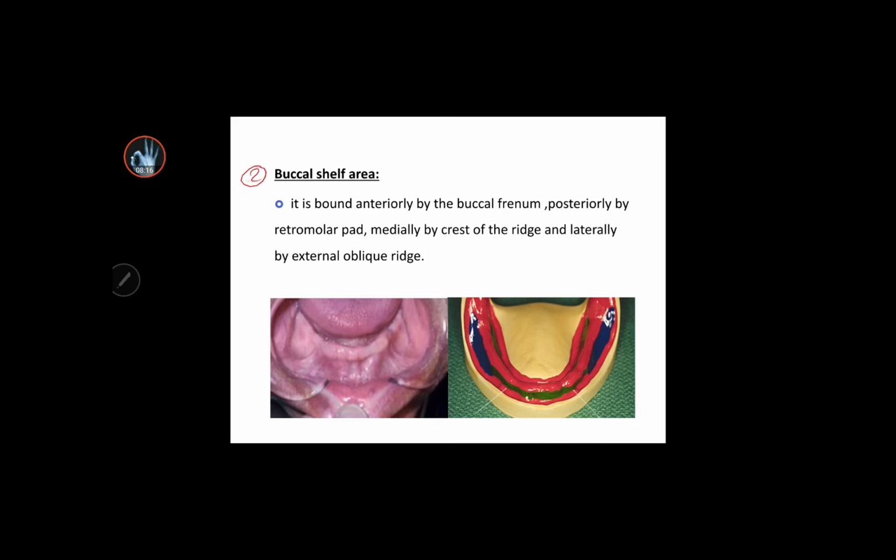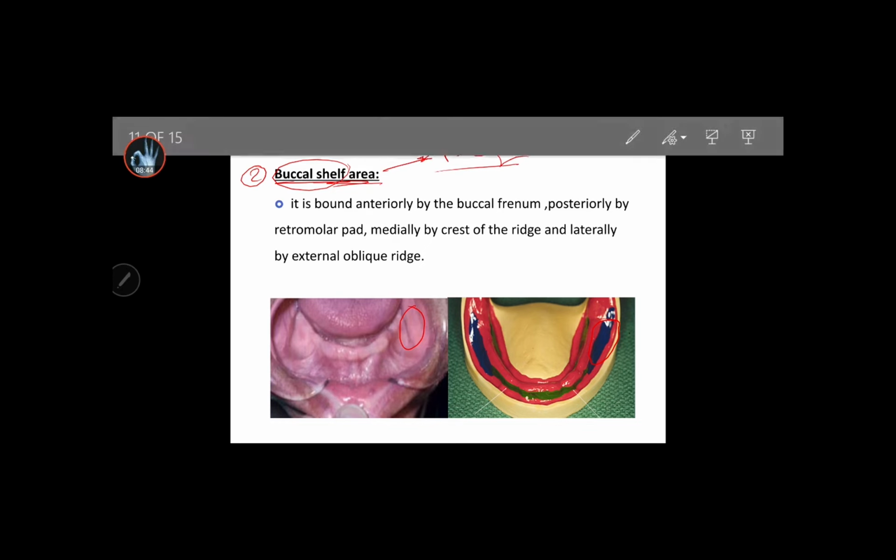The second part is the buccal shelves, and the buccal shelves is this area. This is the buccal shelf on the cast and in this area of the patient. We consider the buccal shelf a primary stress bearing area, and this is most important in MCQs. The primary stress bearing area of the mandible is the buccal shelves.